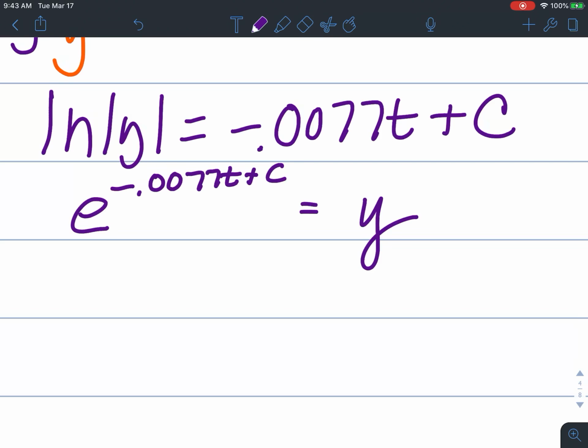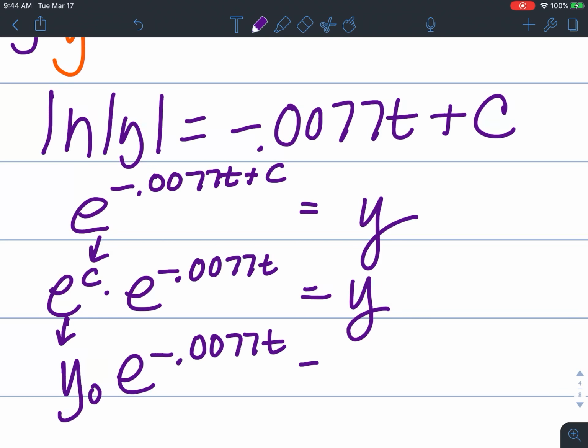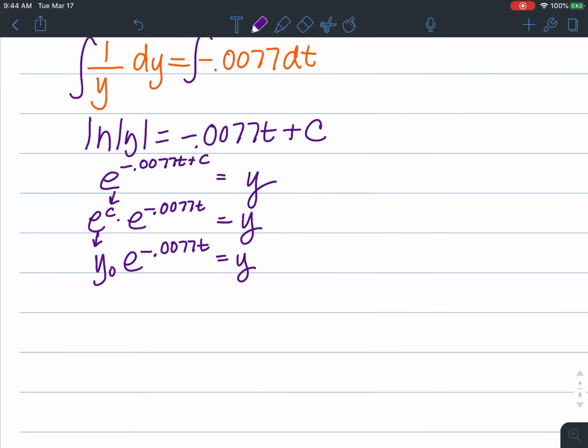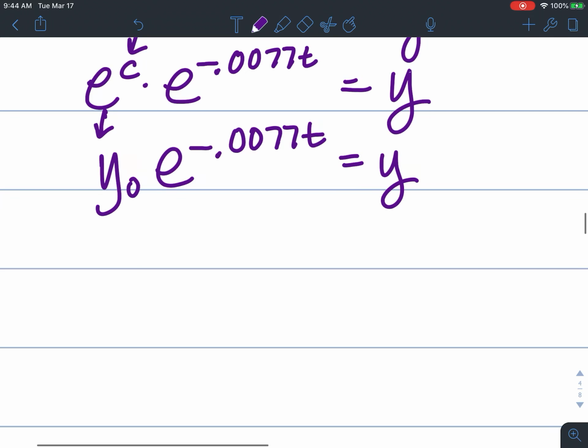y is an amount, so we're not going to have to worry about absolute value because we're not going to have negative quantities of something. We're going to split this up into e to the c times e to the negative 0.0077t equals y. And remember, we call this guy y0. Just a different name for the same constant. So here's our equation. I want you to notice that all that really happened here is that this number here, k, just came up as the exponent. That's all that happened. Okay, now what about the half-life?